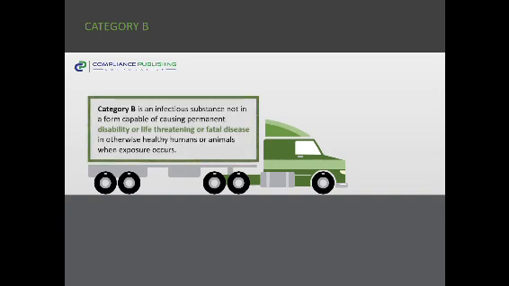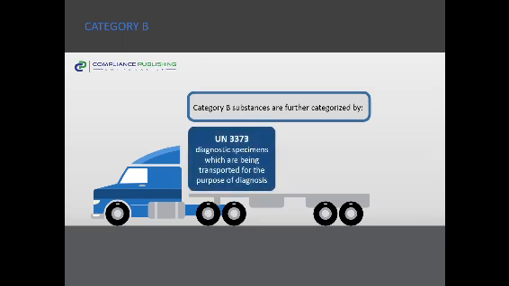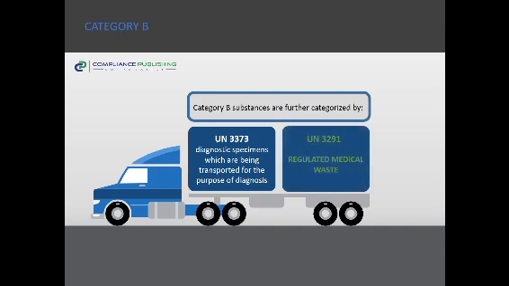Category B is an infectious substance not in a form capable of causing permanent disability or life-threatening or fatal disease in otherwise healthy humans or animals when exposure occurs. These do not meet the criteria for Category A. Category B substances are further categorized by UN 3373, diagnostic specimens which are being transported for the purpose of diagnosis, and UN 3291 regulated medical waste.